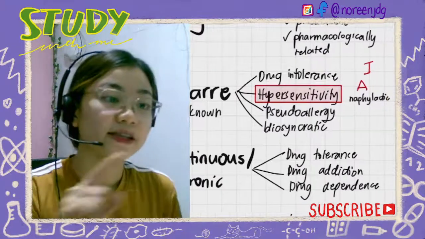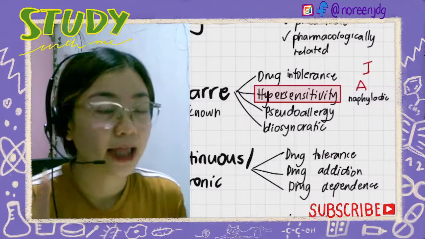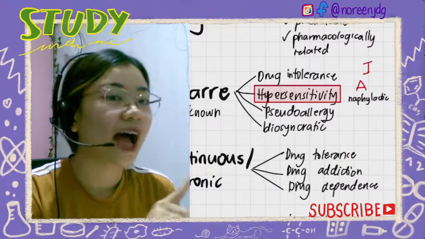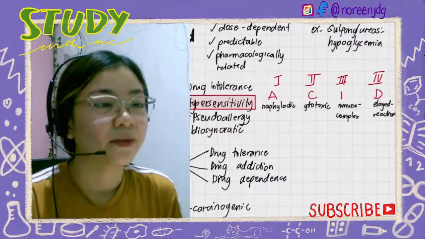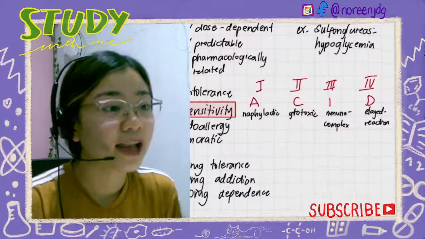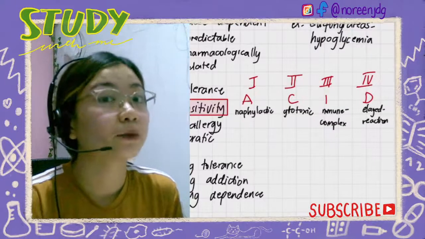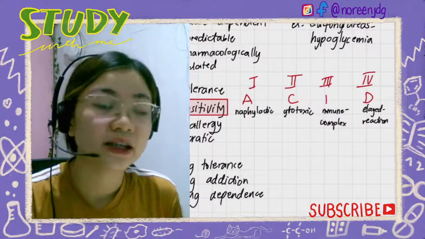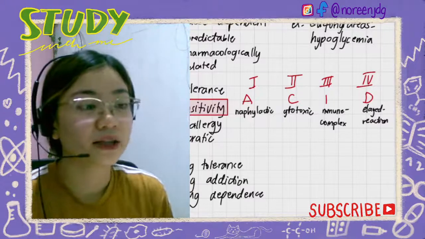Then, hypersensitivity branch out into 4 types. So, mas madali natin siyang matatandaan in terms of ACID, A-C-I-D. Ang type 1 is anaphylactic. So, ito yung hypersensitivity reaction itself. Kunyari, allergic ka sa penicillin or cephalosporin because of the beta-lactam ring.